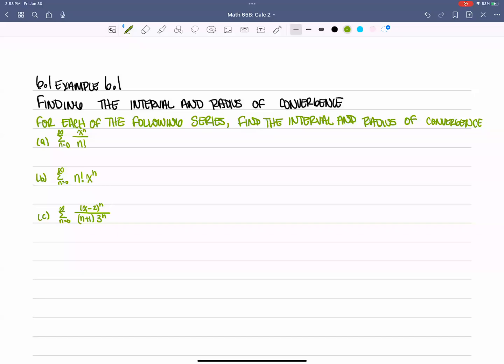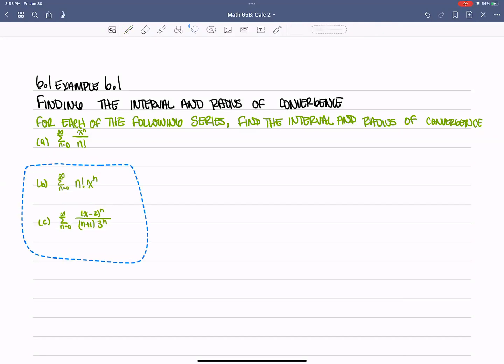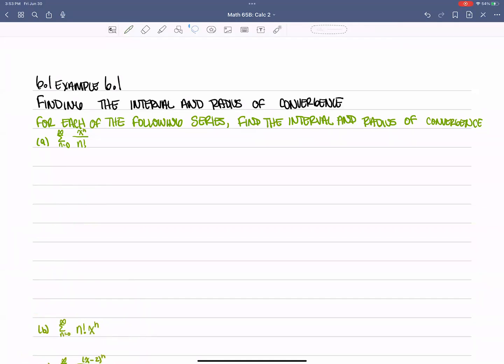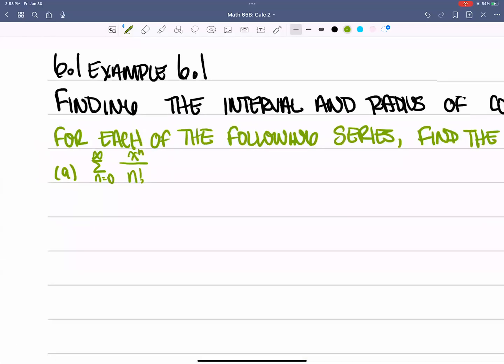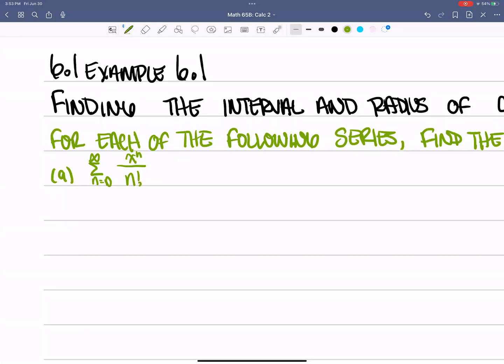Section 6.1, example 1, finding the interval and radius of convergence. For each of the following series, find the interval and radius of convergence. With this first example, to find the radius of convergence, we're looking for what values of x are going to make this converge, if possible. I think it'll be easiest if we do our ratio test.